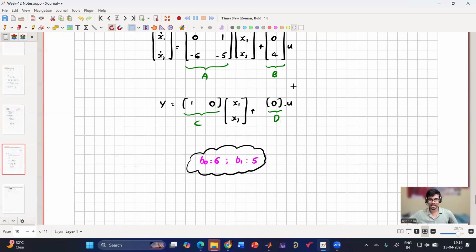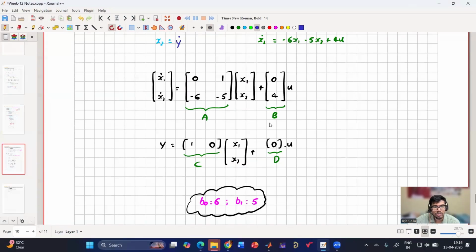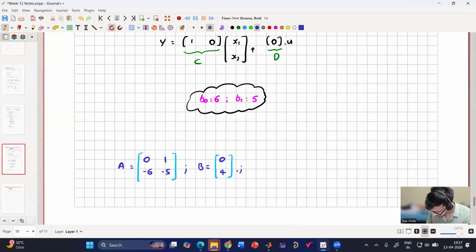So whatever they have given, a minus bk. So let me write the matrices again. So my matrices are A equals 0, 1, minus 6, minus 5, semicolon, and B is 0, 4, and K is K1, K2, K matrix, right? K1 and K2, and u equals minus Kx.